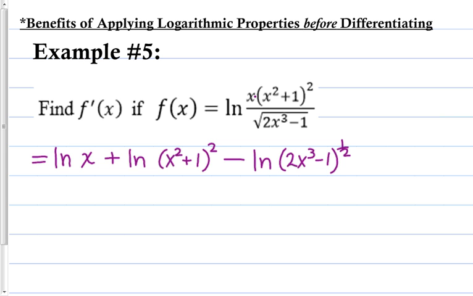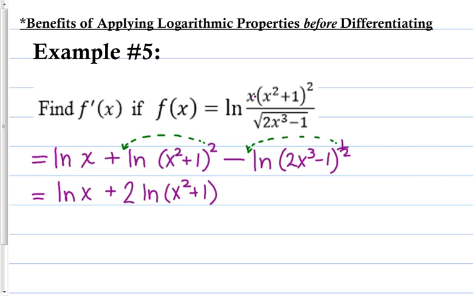All right, so this was the first stage of rewriting. The second stage involves bringing these exponents to the front. They're there, so I should move them, make my life easier. So now I have the natural log of x plus 2, I don't know why I wrote 1, holy crap, equals the natural log of x plus 2 natural log of x squared plus 1 minus, bring that 1/2 to the front, the natural log of 2x cubed minus 1.